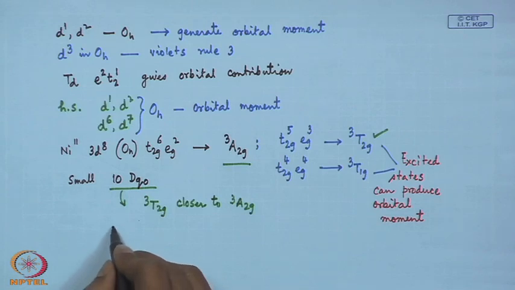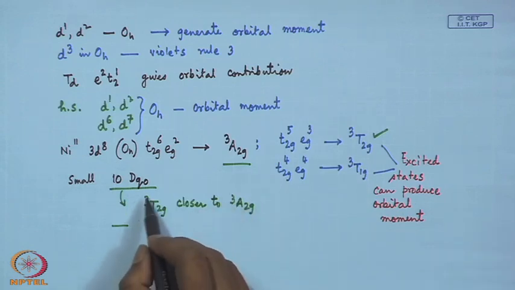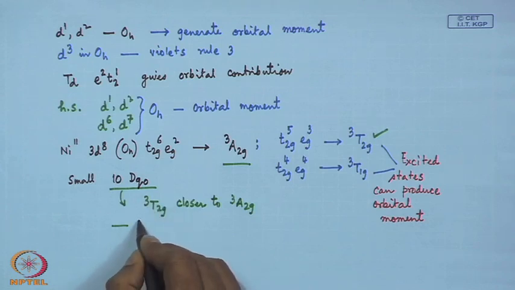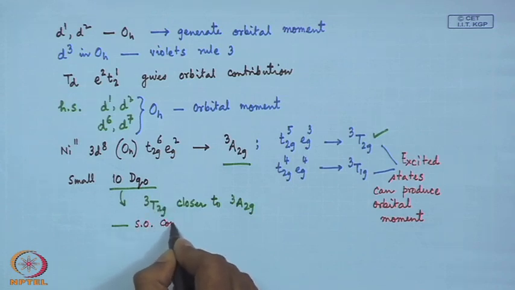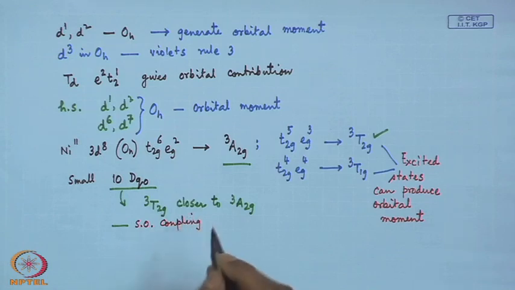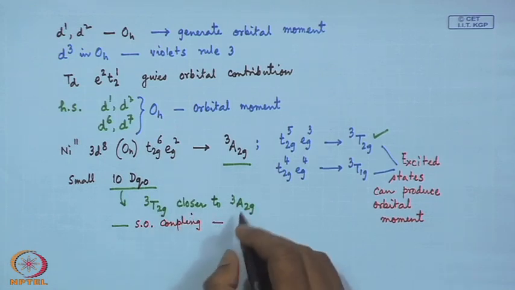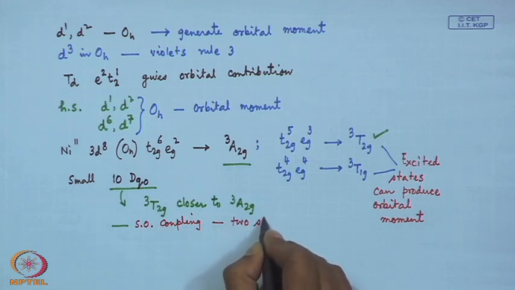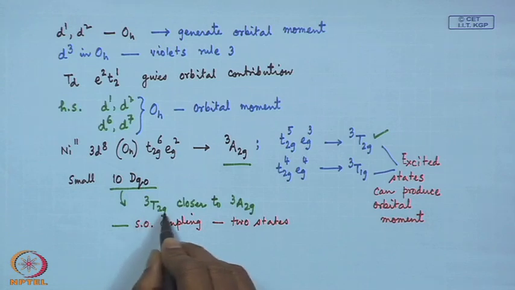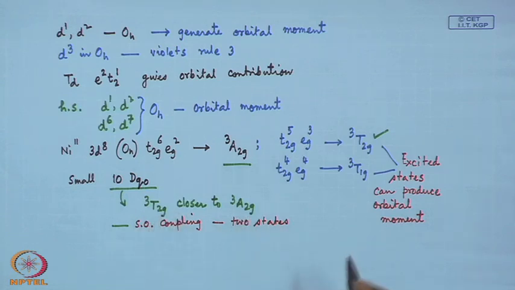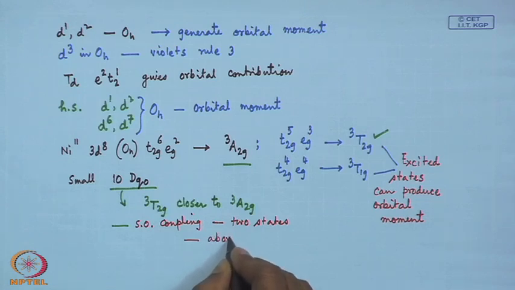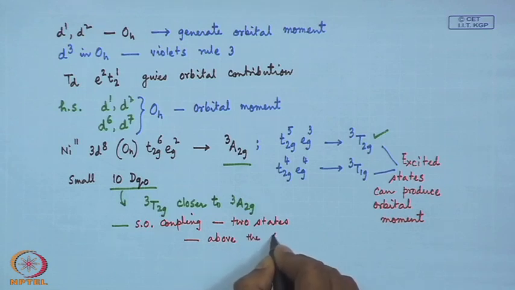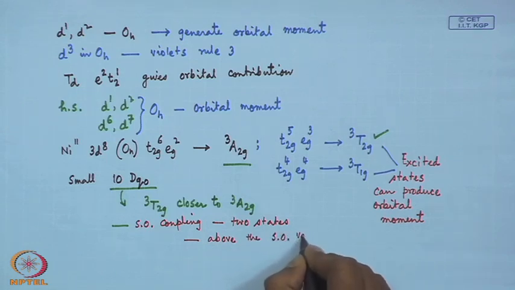Therefore, we can have the corresponding spin orbit coupling. This mixing of the excited state, we call spin orbit coupling, and it mixes the two states, that means 3T2g is mixed up with 3A2g, and as a result we have a magnetic moment above the spin only value.